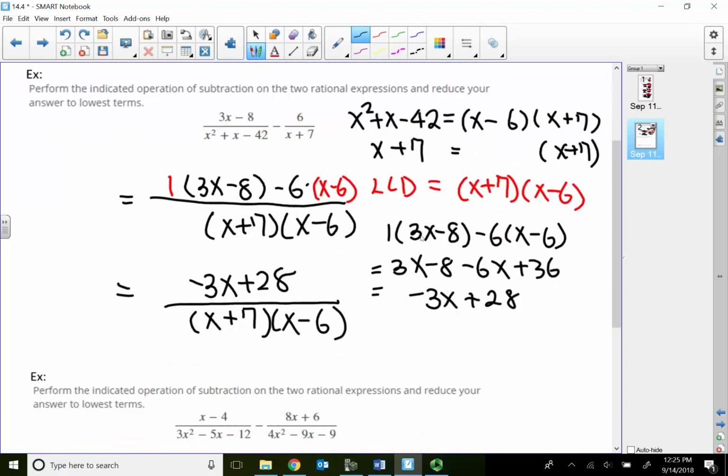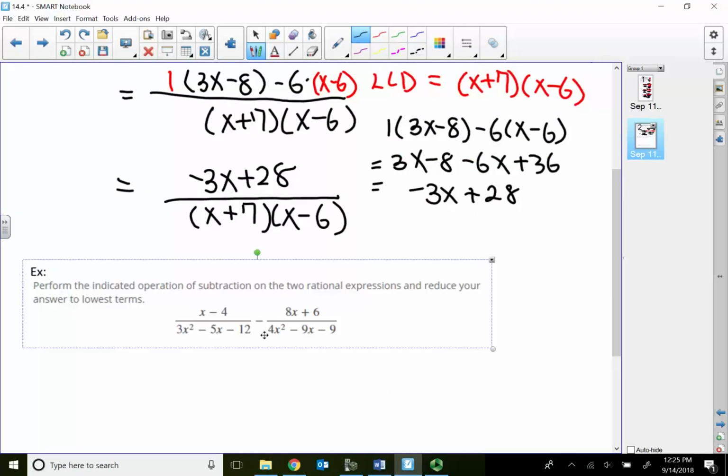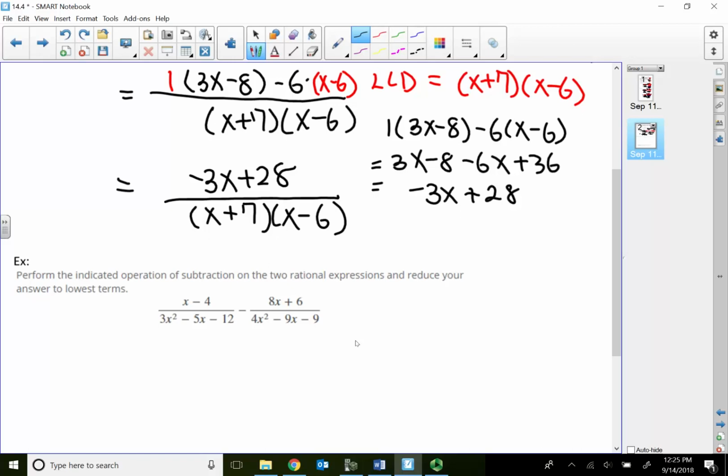Same steps over and over. All right, let's try this one, okay? So let's factor my first denominator, 3x squared minus 5x minus 12.